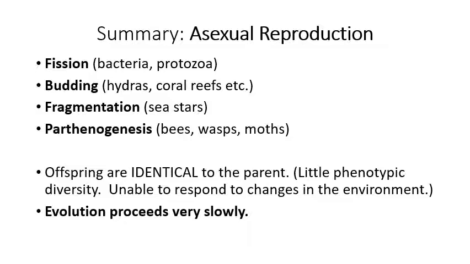Okay, so the offspring are identical to the parents. This is not the best idea because we have very little phenotypic diversity. Very little phenotypic diversity happens when you have offspring that are identical to the parent. So they are unable to respond to changes in the environment. For example, the ocean is heating up due to global warming.